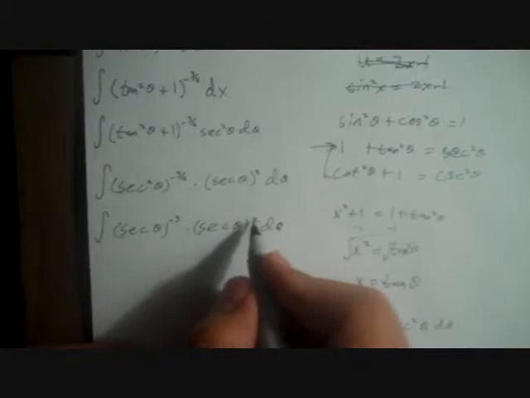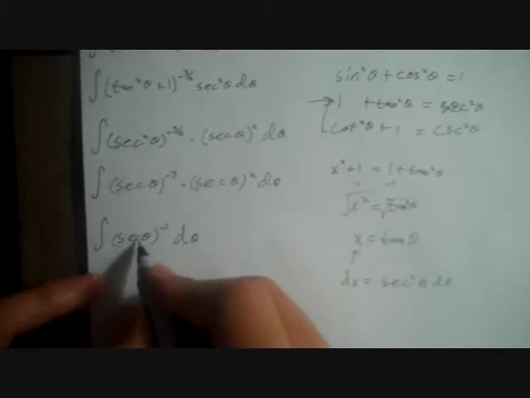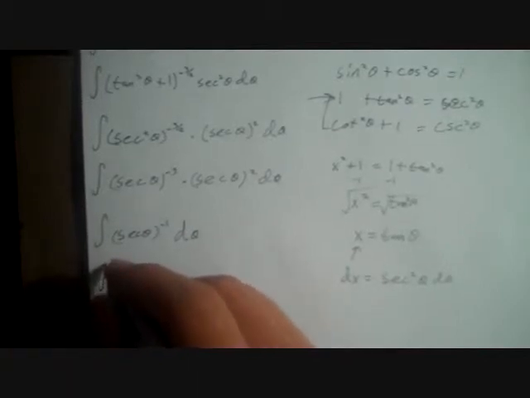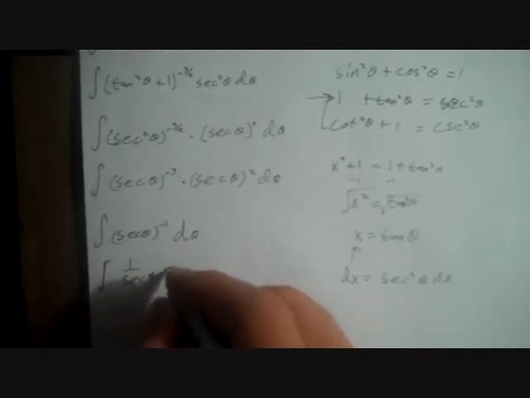Well, same base, we're multiplying, so we add the exponents. This becomes secant theta to the negative 1 power d theta. And this basically means the reciprocal of secant, so 1 over secant theta d theta. The reciprocal of secant is cosine.